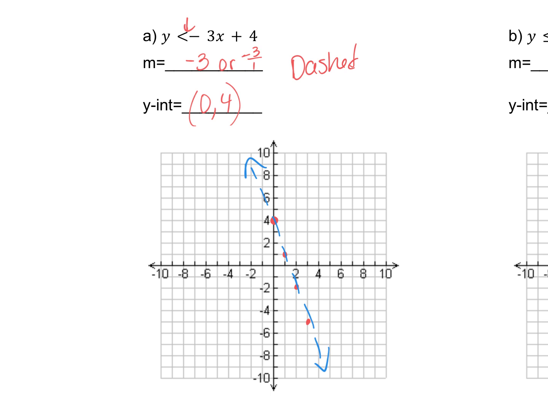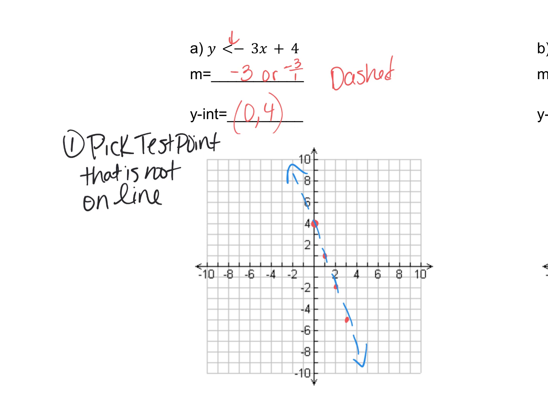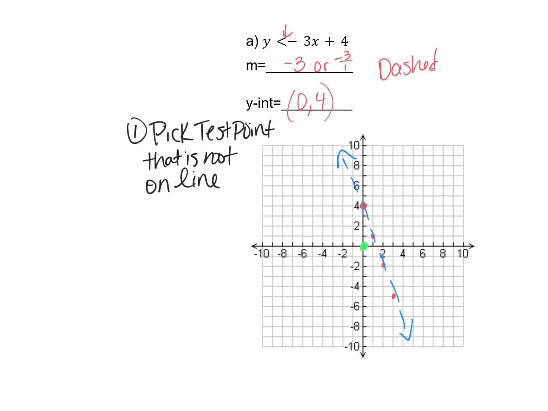Here's how you figure out which side to shade. We're either shading over here or over here. And how you do that is you pick a test point. You could write this off to the side. The most commonly used one, because it's the easiest, is 0, 0. But you have to pick a test point that is not on your line. If it's on the line, you have to pick something else. So let's try 0, 0. Is that on the line? No, it is not, so we can use it.